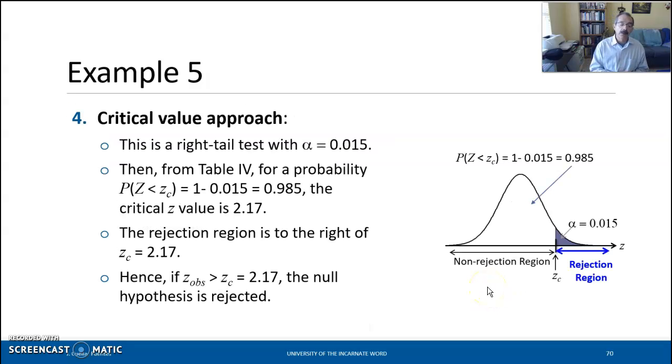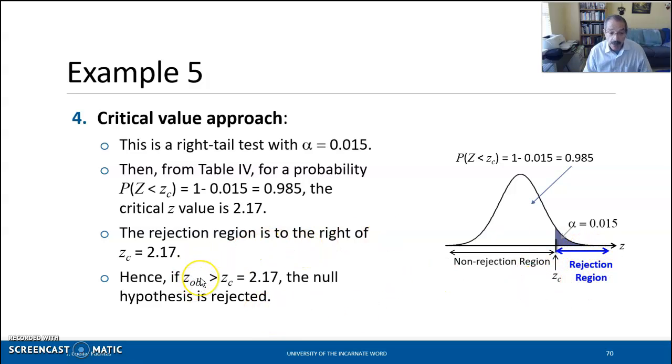All right, so let's find where the critical region is. So this is a right tail test with an alpha of 0.015. So if we go into table 4 and we use the probability to the right of the value, remember the table 4 gives you probabilities to the left, so we need to use the probability to the left to find the critical value. So we do 1 minus 0.015, we find 0.985, and then using this probability, you find on table 4 that the critical z value is 2.17. So the rejection region is to the right of 2.17.